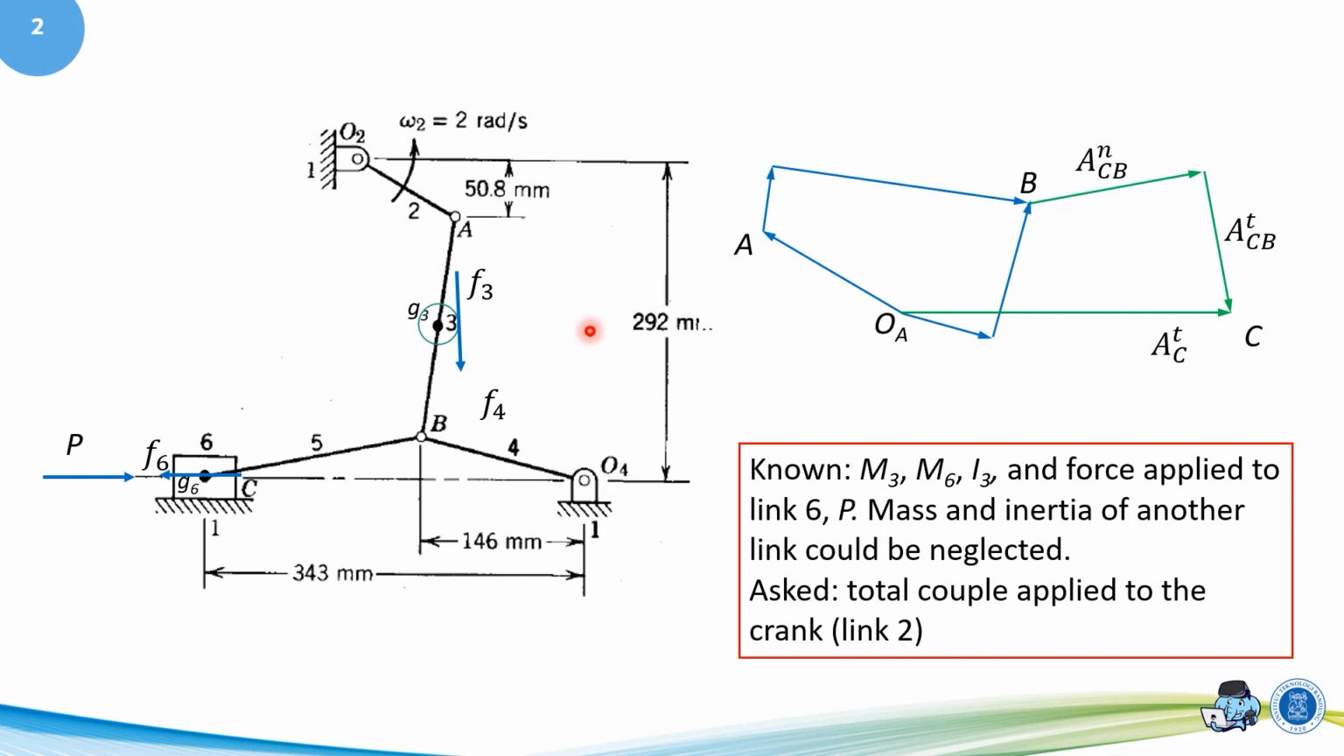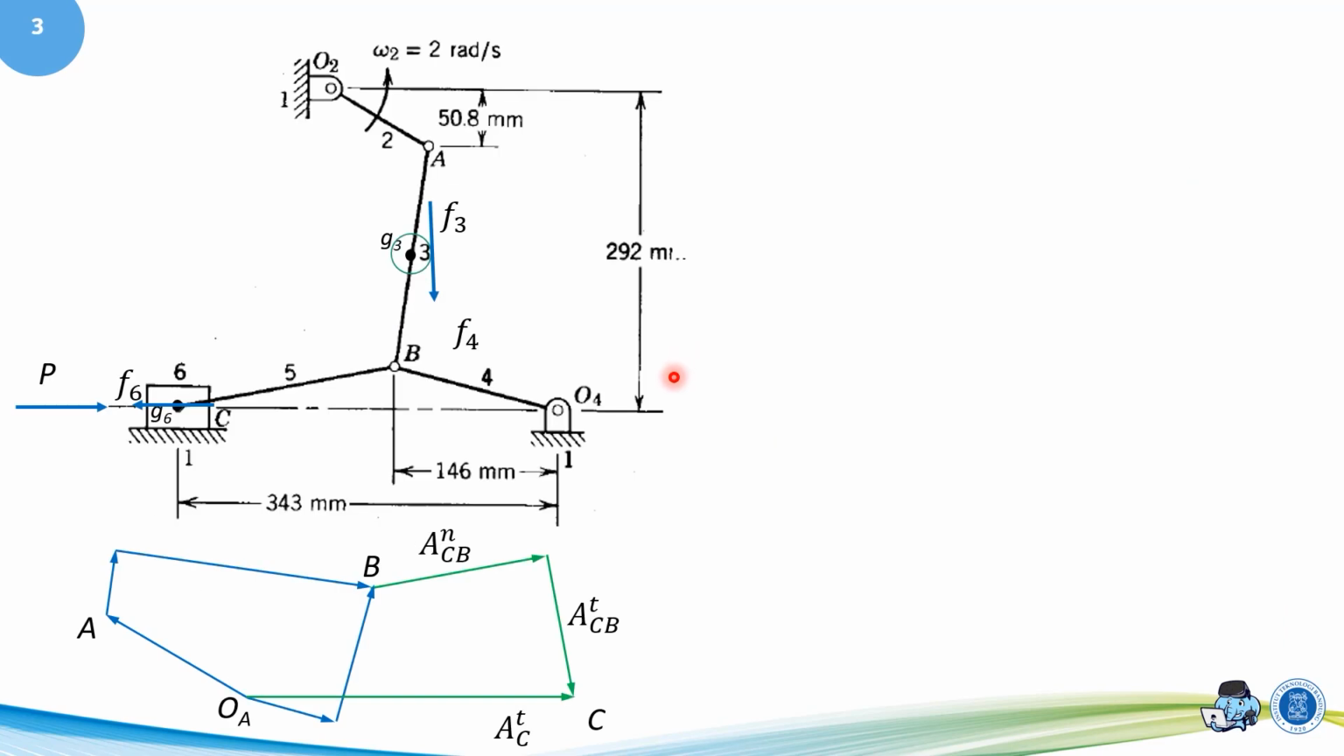Here, I also provided the inertia force of link number 3, and this inertia force was already identified in the last week's module, so please visit the last week module again. As usual, in the static force analysis, we have to identify the two force members. Link number 4 and link number 5 are the two force members because there is no inertia force on link number 4 and also link number 5.